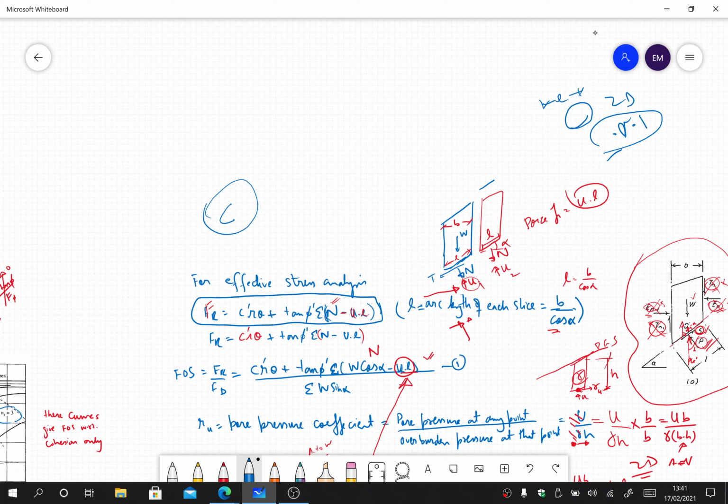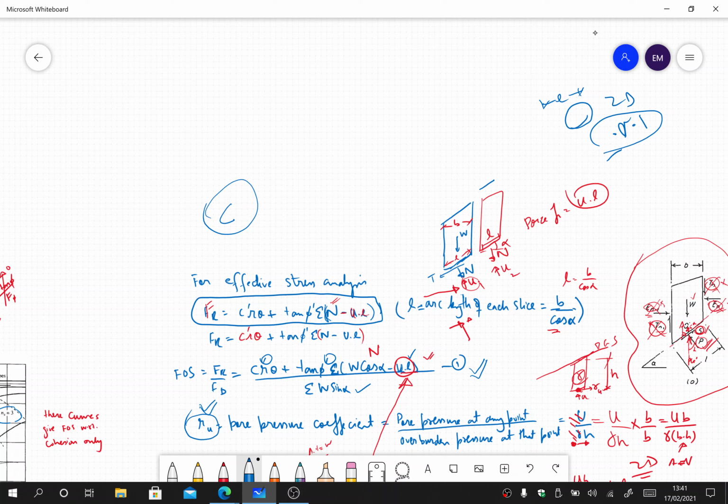You note here that we are using c prime and phi prime. Plugging in the values, it will be W cos alpha and W sin alpha minus UL. So this is one method. There is another factor called RU, or the pore pressure coefficient. If you want to use this one, you can also use this option. Otherwise, this equation 1 is also good.